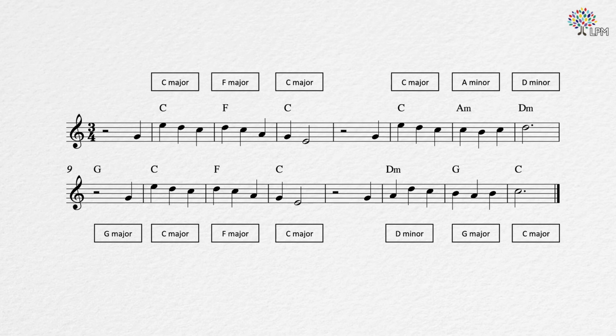This is followed by a capital F, so that's telling us to play an F major chord, which is then followed by another C, so that's a C major chord. And moving on to the sixth bar, we see another capital C, so that's C major. And then we have an Am, which is telling us to play an A minor chord.